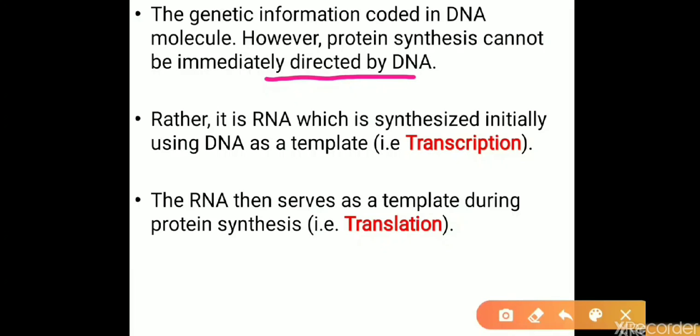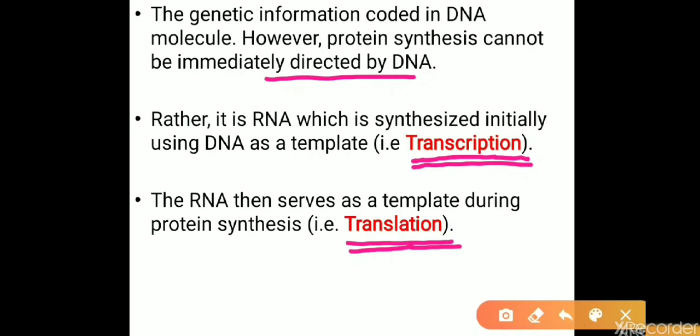So during transcription, the genetic information present in DNA is converted into the genetic information of an RNA molecule. That is known as transcription. And that genetic information present in the RNA molecule is used to produce a new protein molecule. That is known as translation. So during translation, using this RNA molecule, our body produces protein molecules. These are the two steps involved in genetic expression: transcription and translation.